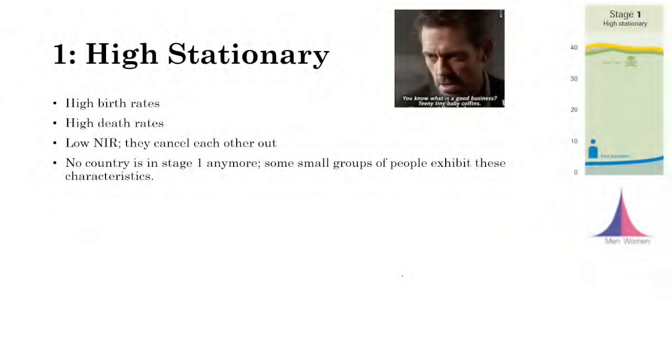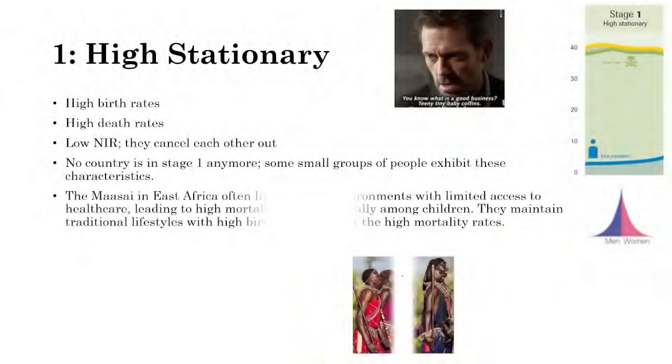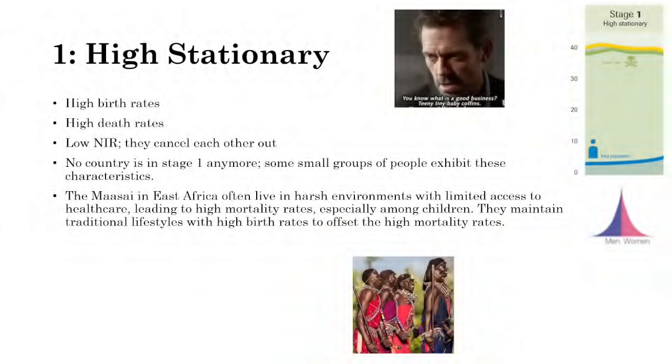There are certain regions and certain groups of peoples and tribes that exhibit these characteristics where they have very high birth rates and very high death rates. And this is typically due to isolation from globalization and healthcare increases and contraceptives and that sort of thing. They're living more traditional lifestyles. So for an example, there's a group in East Africa that lives in very harsh environments that most people would not want to live in, and they have very limited access to healthcare. And this leads to their very high mortality rates, particularly among children.